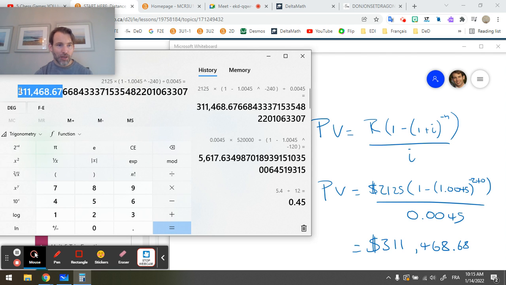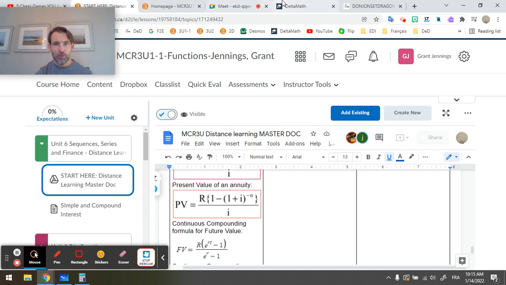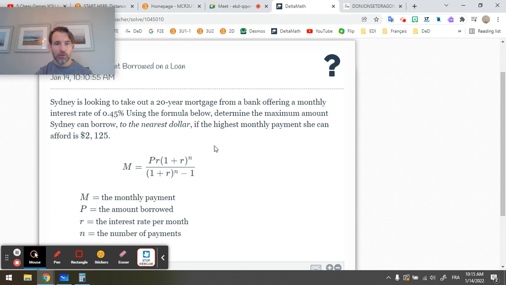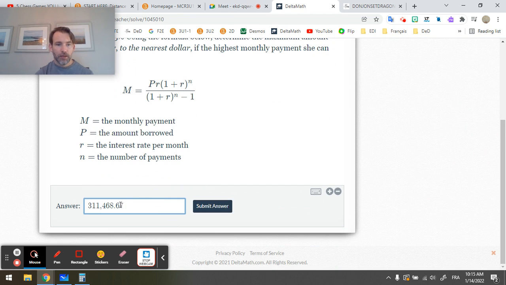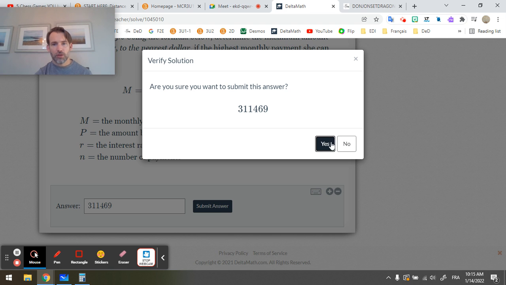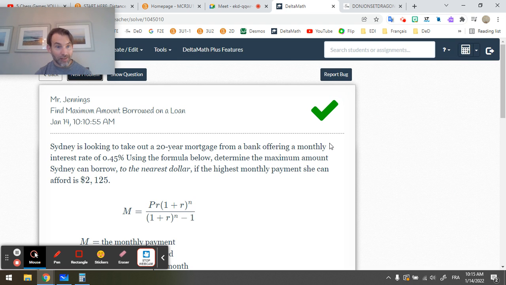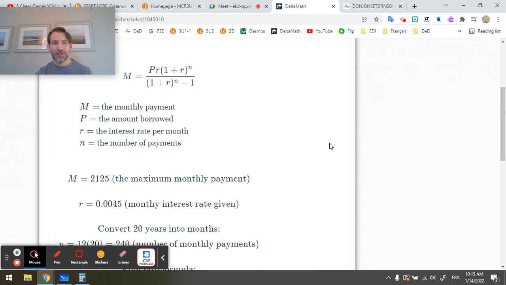Grab this number, copy it, put it into, not Desmos, into Delta Math. We want to the nearest dollar. So that's going to become a 9. This goes away. This goes away. We submit the answer. Hooray! It's such a big number, and we get it right, and we feel very happy, especially since we're using a different formula in there.